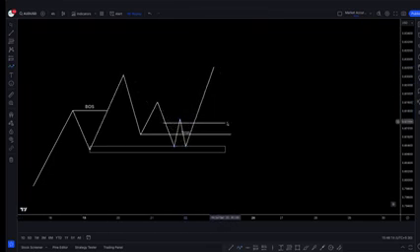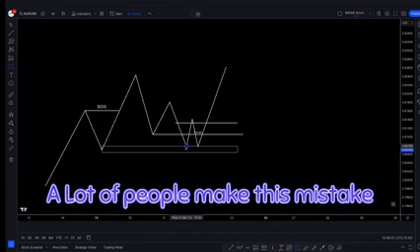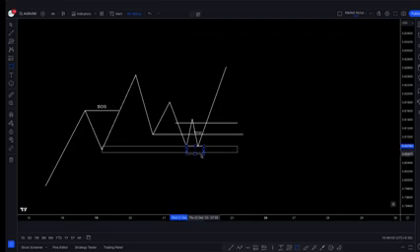And make sure that your entries are during kill zone hours. A lot of people make this mistake. They take their entries when the price action is not in a kill zone. So make sure your entry is during kill zone hours.